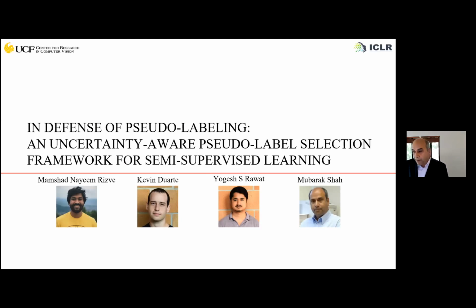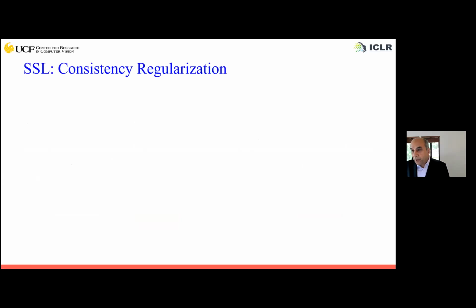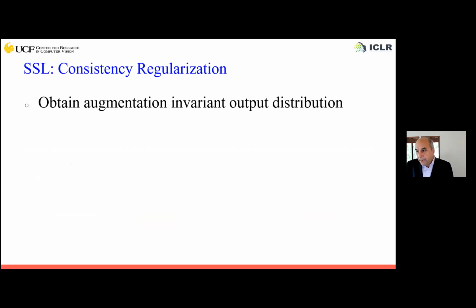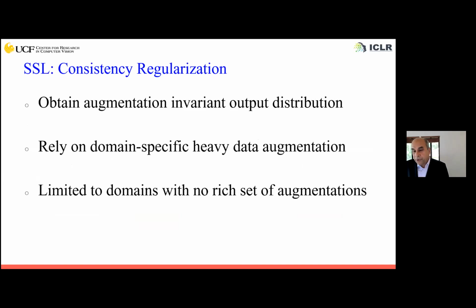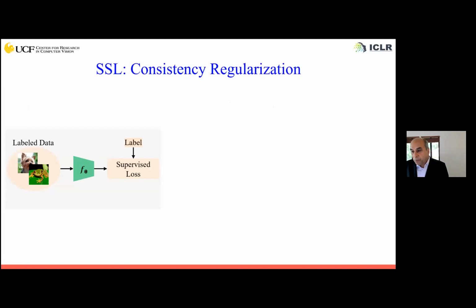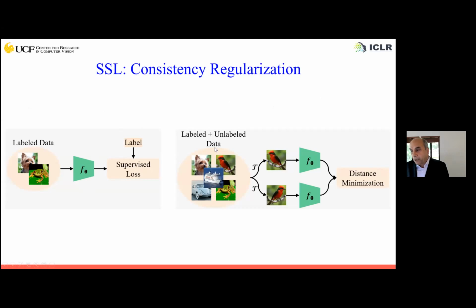This is a paper with two of my graduate students, Rizvi and Kevin, and my colleague Dr. Yogesh Rawat. As I mentioned, there are two dominating approaches for semi-supervised learning. The first is consistency regularization. Here the main thing is that we use augmentation to get an invariant output distribution. This reliance on domain-specific augmentation is a big issue, so it will only work where we have a possible augmentation, otherwise it's limited. The way this works is that we have the labeled data and we train a simple network, F theta, using the supervised loss. Then we combine the labeled and unlabeled data, take the augmentation of each sample, and minimize the difference between them.